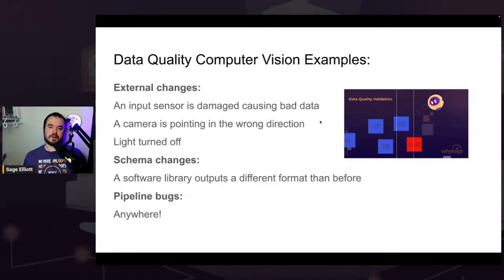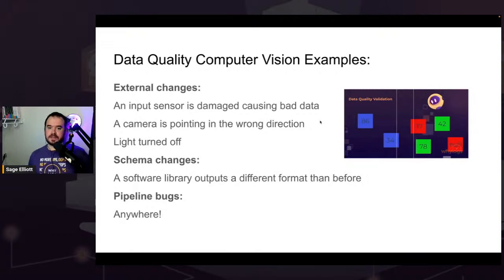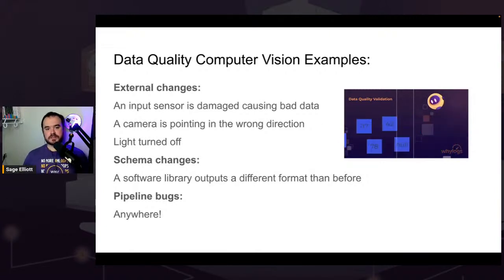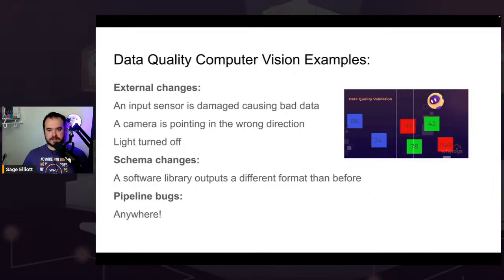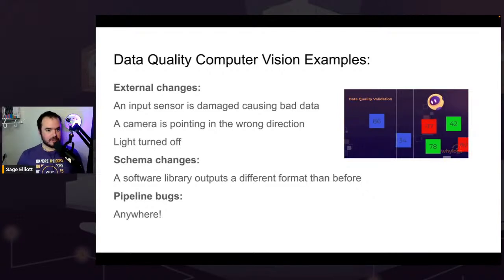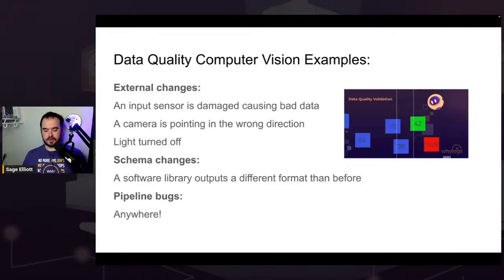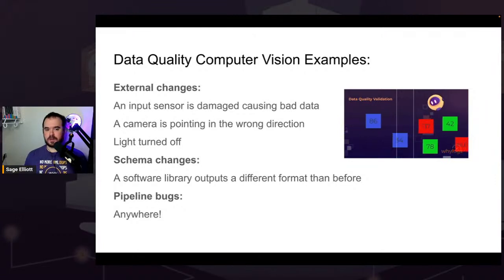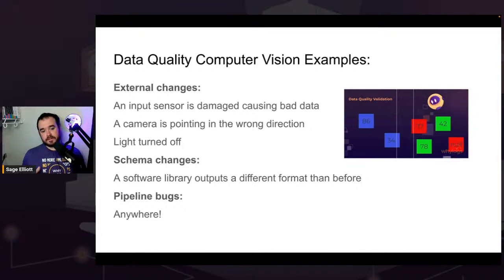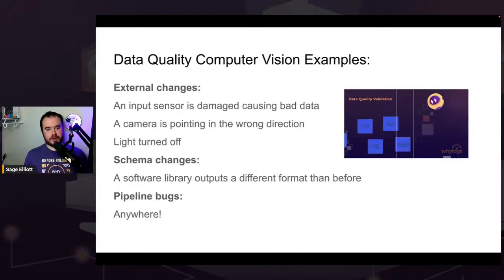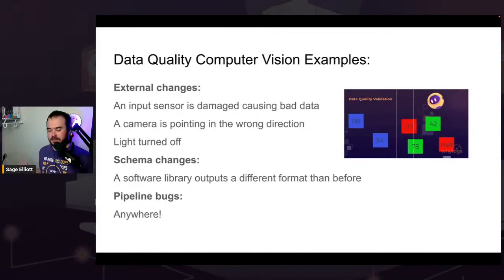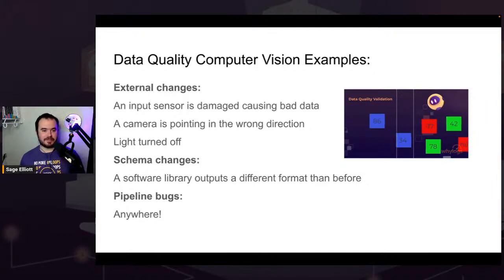So, a couple of data quality computer vision examples. You might have some external changes, like an input sensor is damaged, in this case a camera for computer vision, though you can use computer vision models on audio and different types of data as well. You could have a camera that gets moved, so it's pointing in the wrong direction now. You might have a light that gets turned off. I've had that happen before in production.